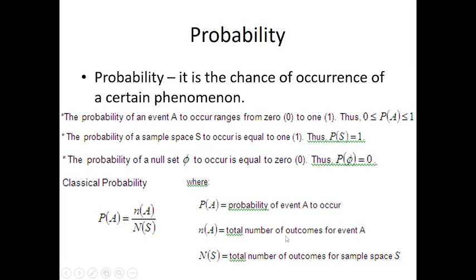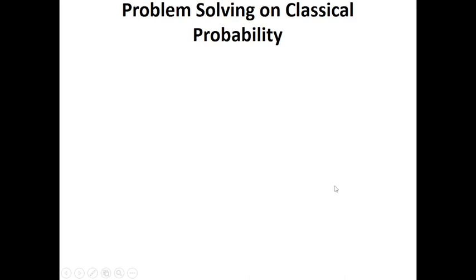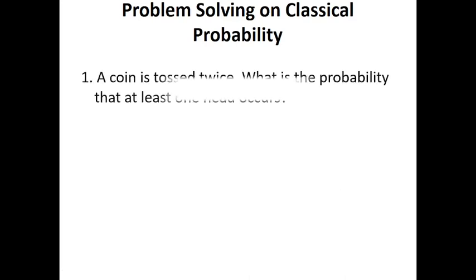So, all possible outcomes in event A, divide it by all possible outcomes in the sample space. Okay? So, when you do that, you get the probability of event A. Okay? So, we can proceed. So, we have problem solving on classical probability.